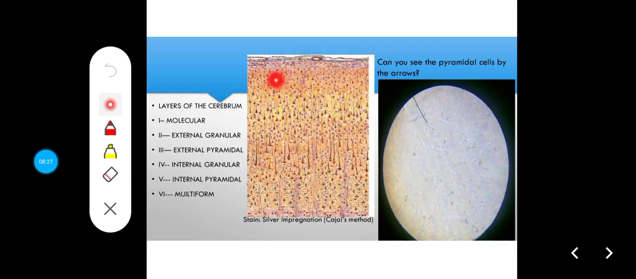Then the layer just deep to the molecular layer represents the external granular layer. And the external granular layer contains densely packed nuclei. So you see numerous nuclei, see how densely packed it looks. Can you appreciate how densely packed it looks?